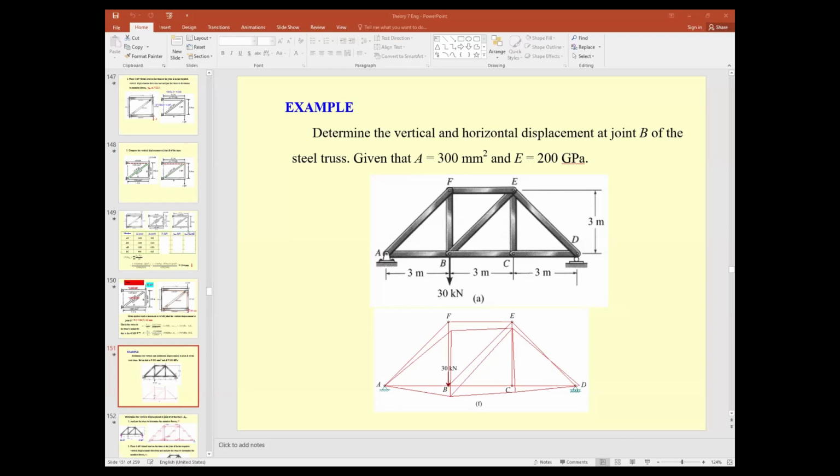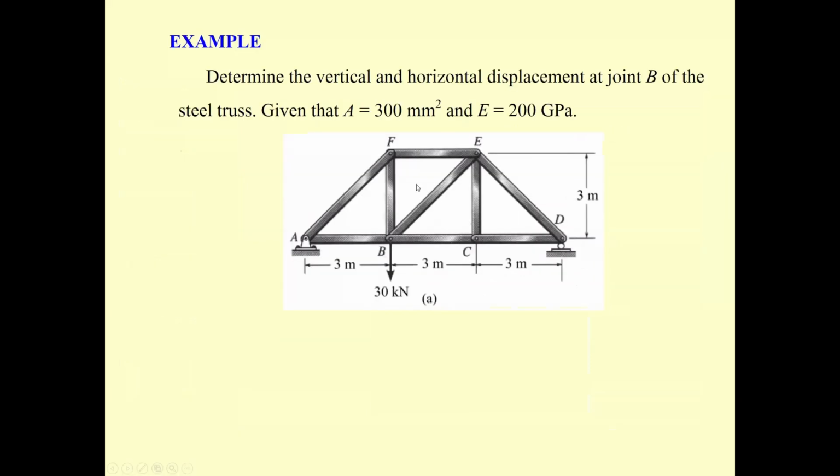The third session. We come to another example. The previous one is the cantilever truss. This is a kind of simple truss, and we use a number of cantilever trusses and simple trusses in our real life. Coming to this one, we determine the vertical and horizontal displacement at joint B of this steel truss. All of the members have the same cross section, different from the previous one.